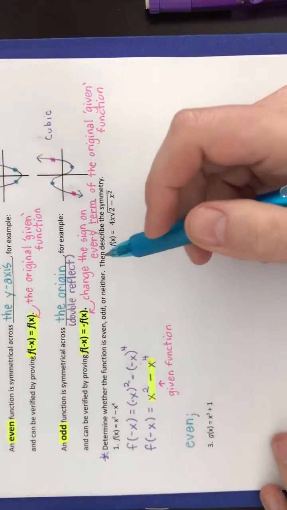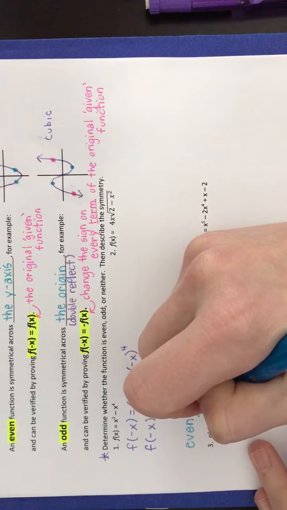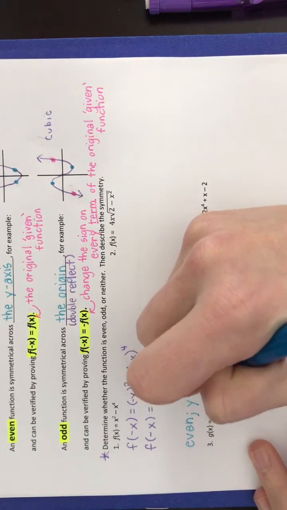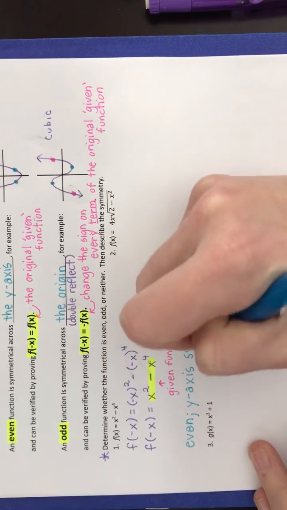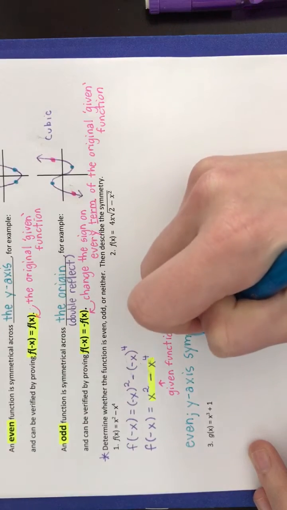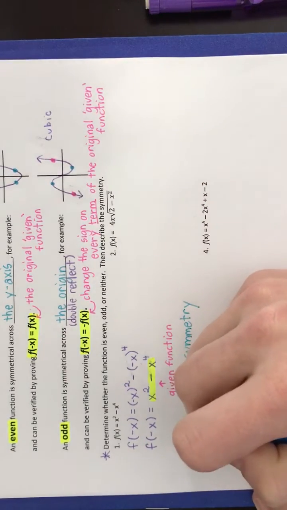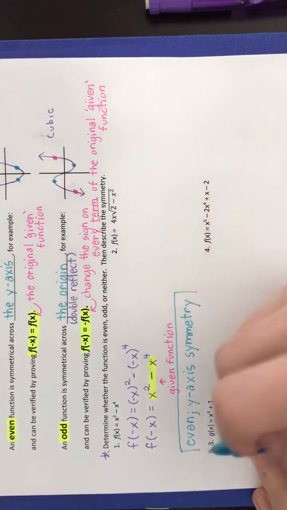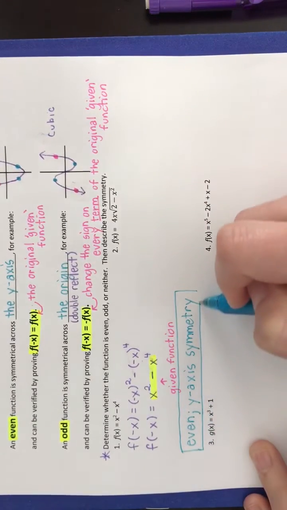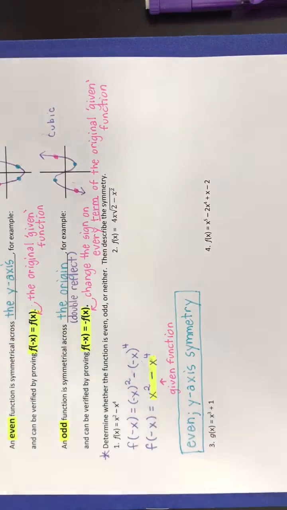So even, and we would say y-axis symmetry. So if I graph this graph in my calculator or by hand, it should be a reflection. There should be a symmetry over the y-axis.